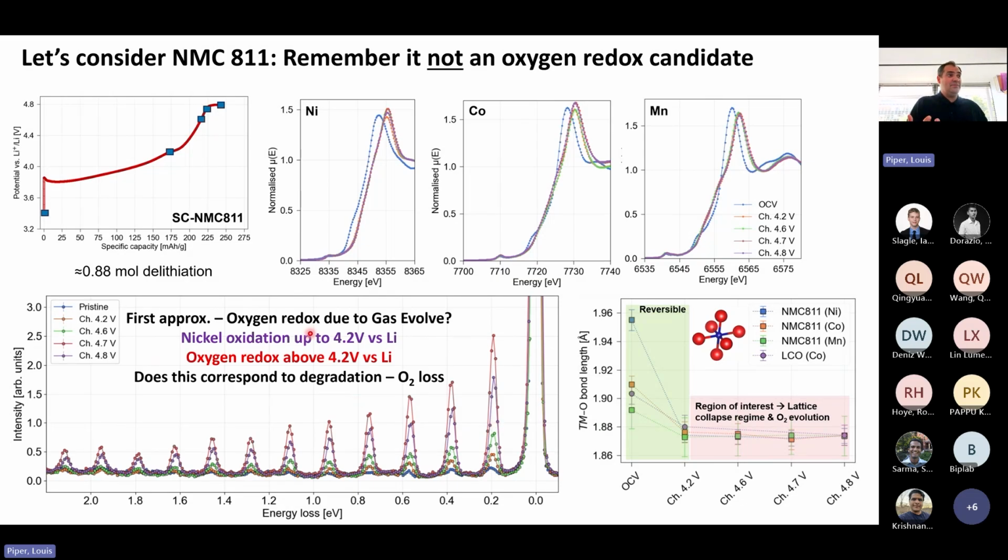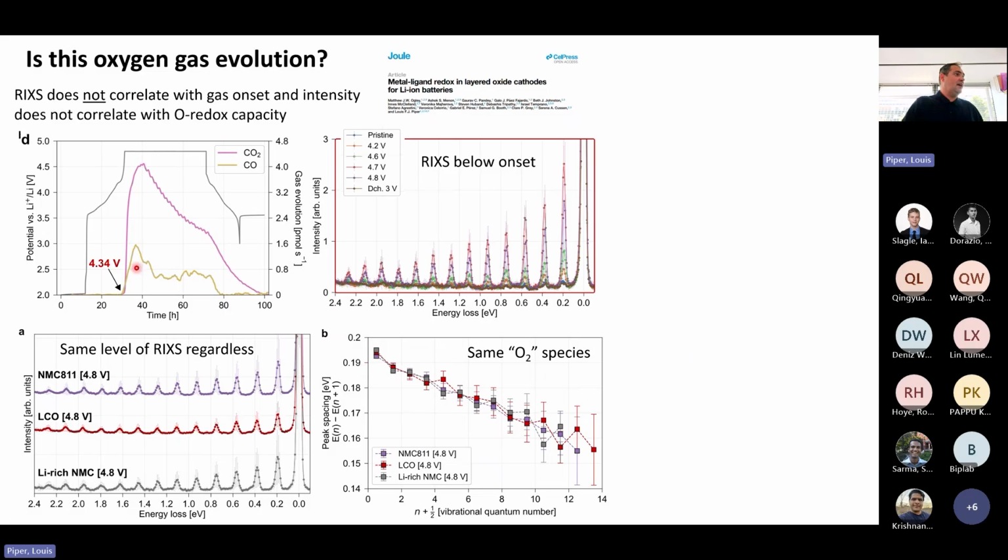To a first approximation, we're seeing nickel oxidation up to about 4.2 volts, and we're seeing clear signs of this oxygen signature above 4.2. And we know these nickel-rich systems like to evolve gas. So the idea is, because we're seeing trapped oxygen, would that help explain the gas evolution? So we did DEMS or OEMS, operando mass spectrometry, and what we found was that below the onset of gas evolution, we were seeing the RIXS signal. In fact, if you look very carefully, we were able to see the RIXS spectrum in our pristine material. That would suggest there was some O2 right at the start.